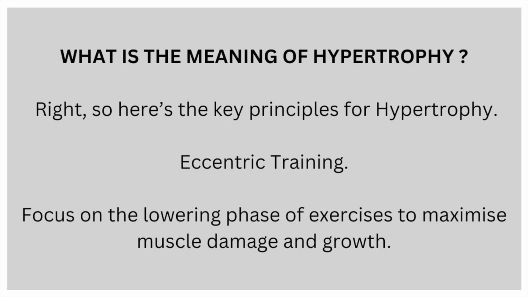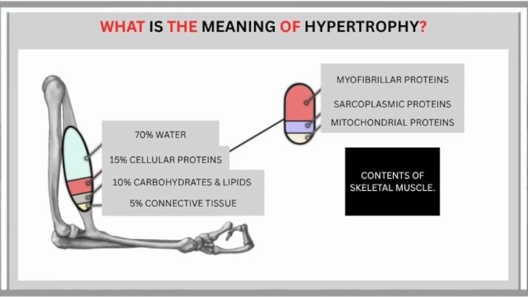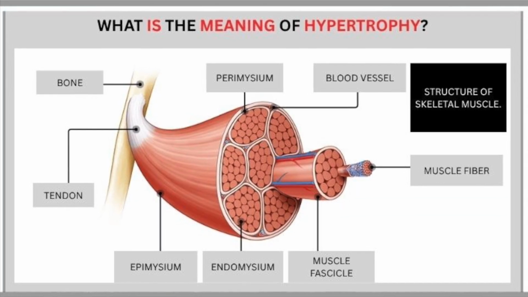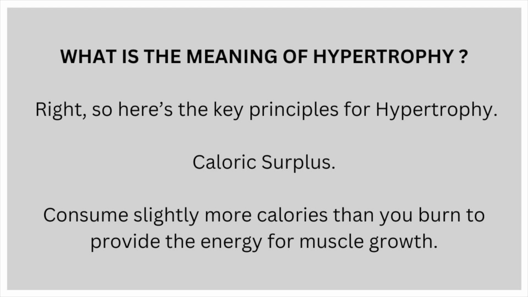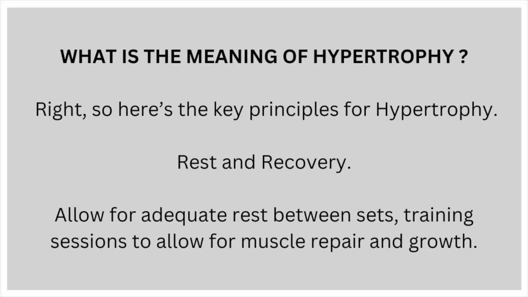Eccentric training. Focus on the lowering phase of the exercise to maximize muscle damage and growth. Time under tension. Aim for a moderate amount of time of 40 to 70 seconds per set to promote muscle growth. Calorie surplus. Consume slightly more calories than you burn to provide the energy for this muscle growth. Rest and recovery. Allow for adequate rest between sets and also between training sessions to allow for muscle repair and growth.